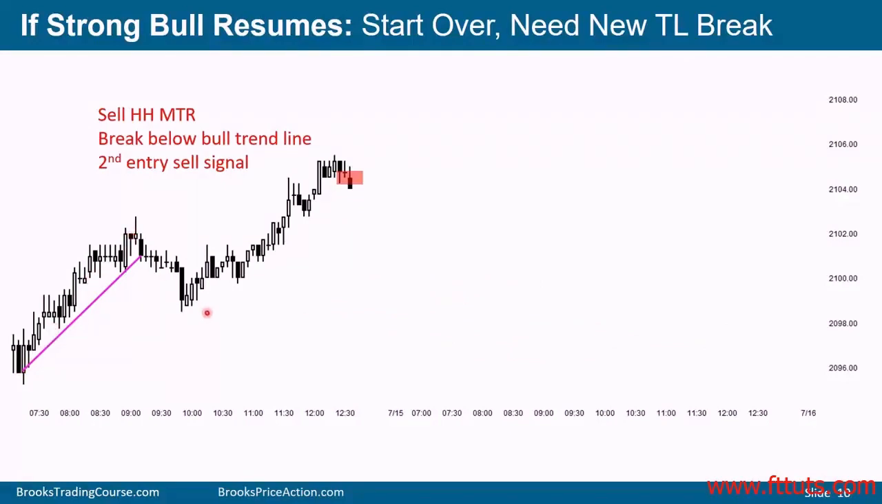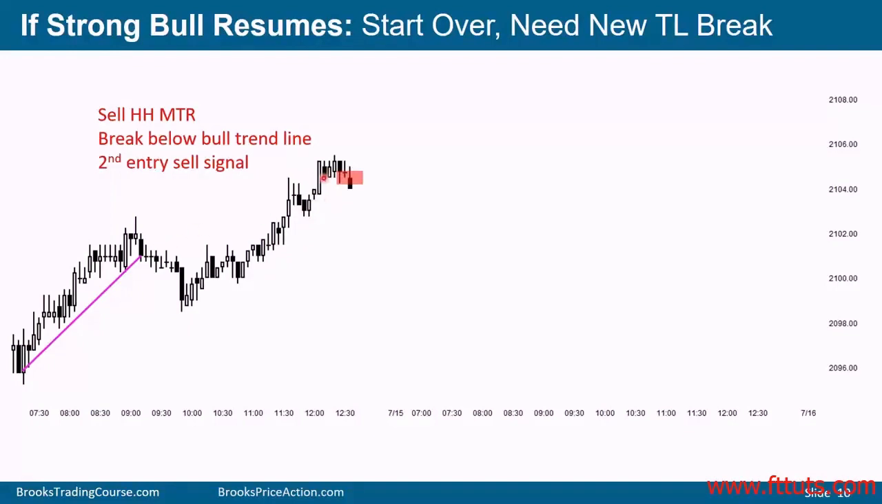Bull trend, bear breakout, higher high. Is this a higher high major trend reversal? Well, look at this channel. We're up for 30 more bars. I think you have to start the process over and look at this as a new bull trend. And this is not much selling pressure. And therefore, this is probably a minor reversal.